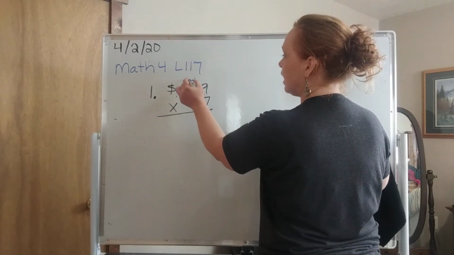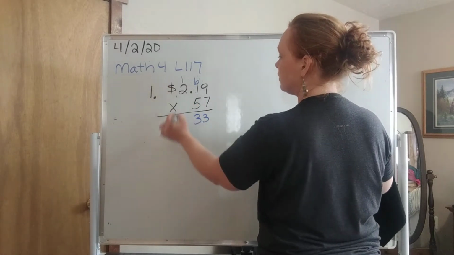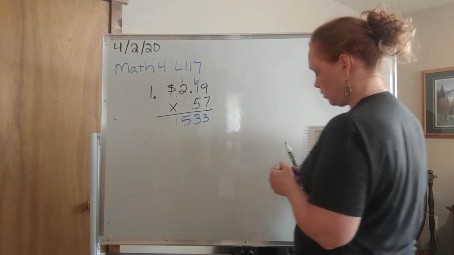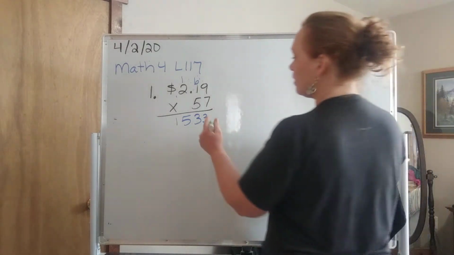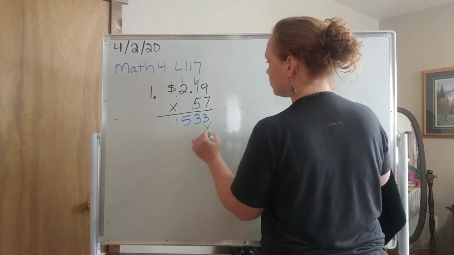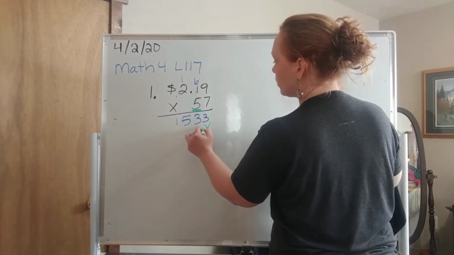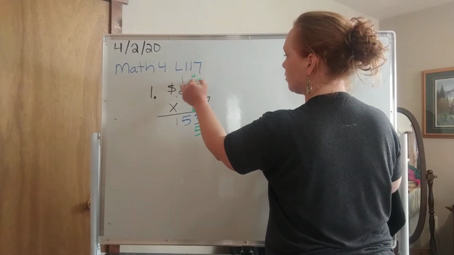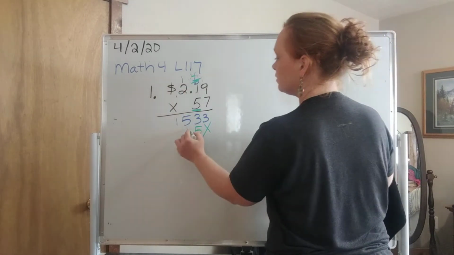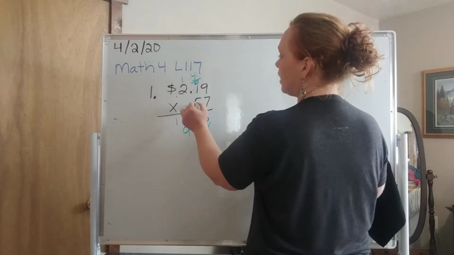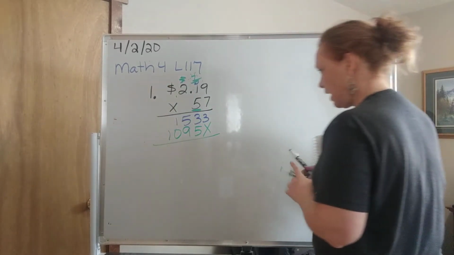7, 8, 9, 10, 11, 12, 13, 14, 15. Okay, now I want to mark that ones place out. You can mark it out with an X or a 0, and I want to do my tens place. 9 times 5 is 45. I'm going to mark that 6 out. 5 times 1 is 5, 6, 7, 8, 9. And 5 times 2 is 10. Let's add those numbers up.